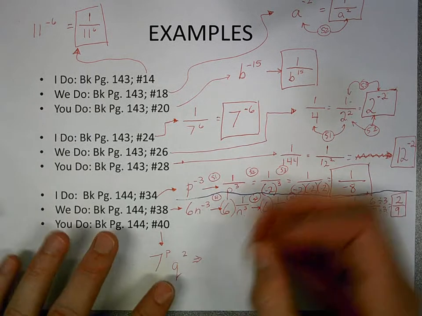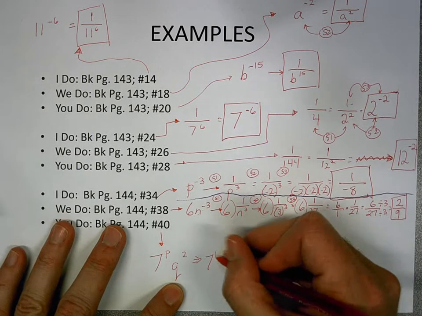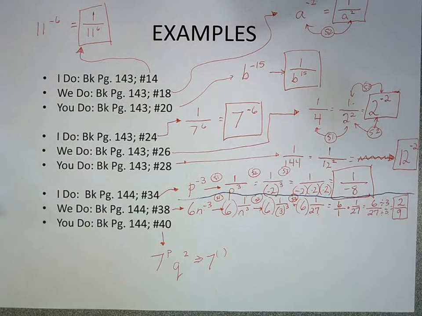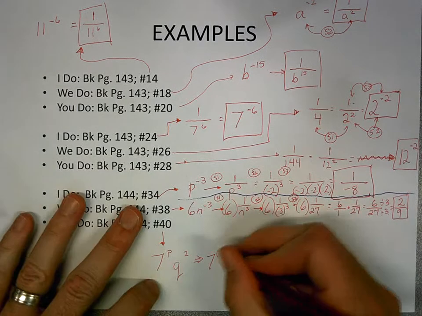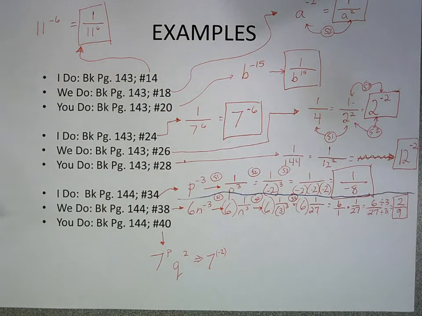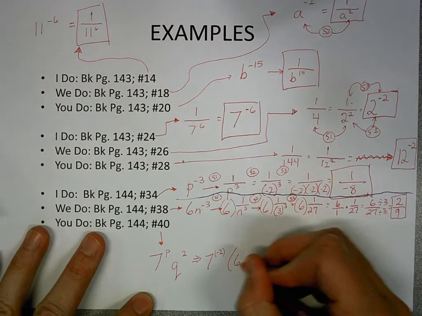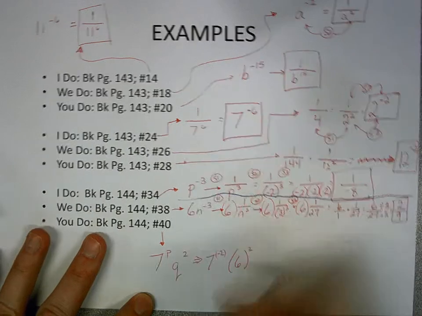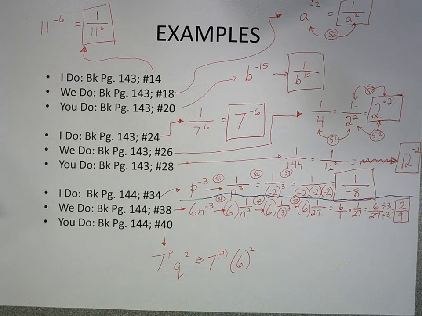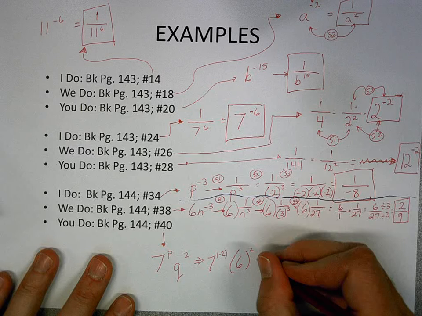All right, so here we go. So this is 7 to the p power. Well, what was p? If I look here, p was -2. So it's 7 to the negative second power. And then we have q, and q was 6. So I'm going to plug in the base of 6 to the second power. All right, so now I guess we could do step 1 next, right?